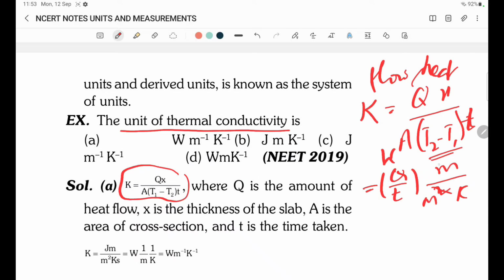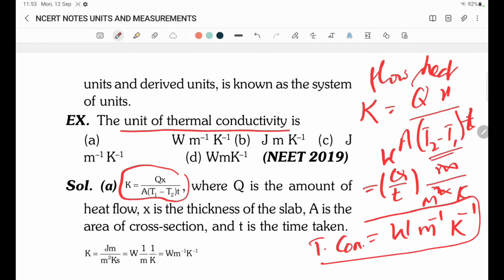So meter square, this will be cancelled. So watt meter minus 1 Kelvin minus 1 is the unit of thermal conductivity. This is the answer. Watt meter minus 1 Kelvin minus 1. So option A is the answer.